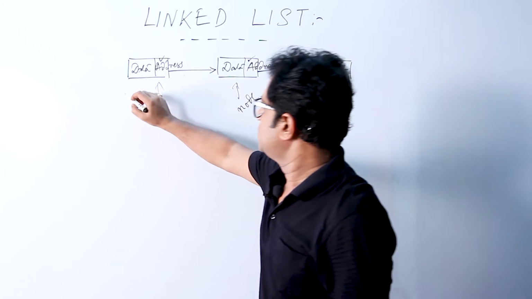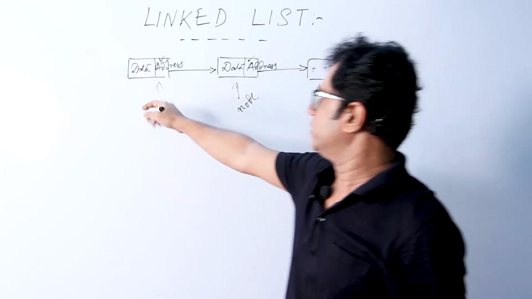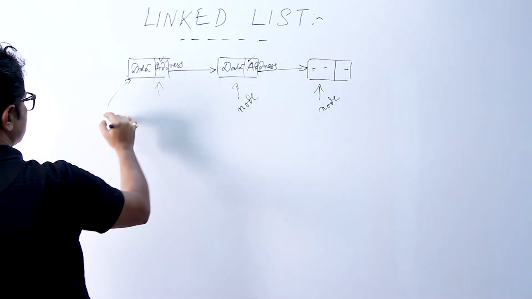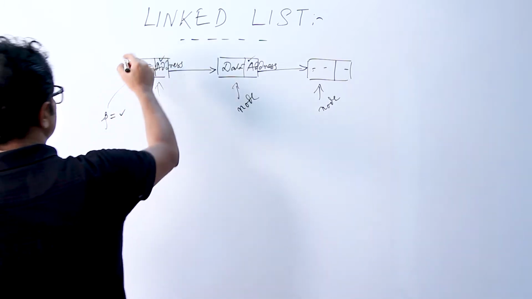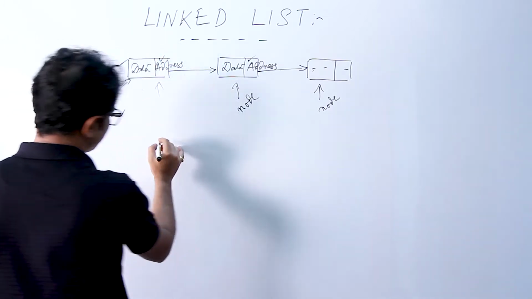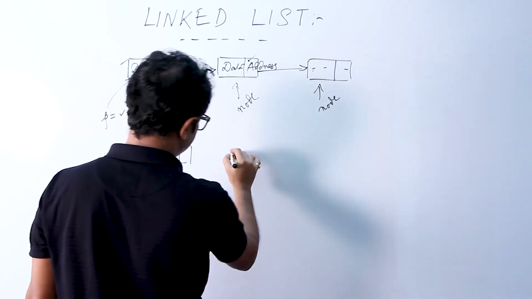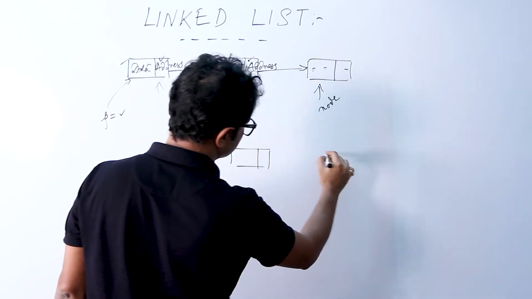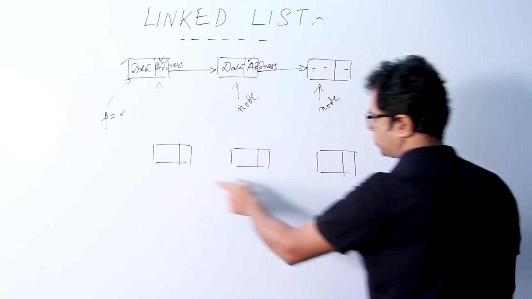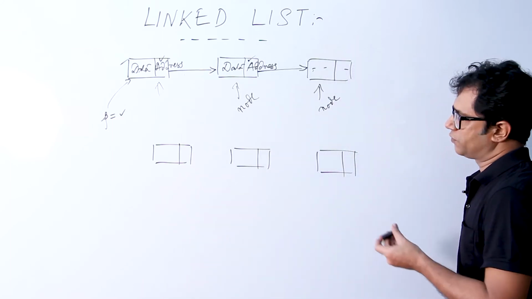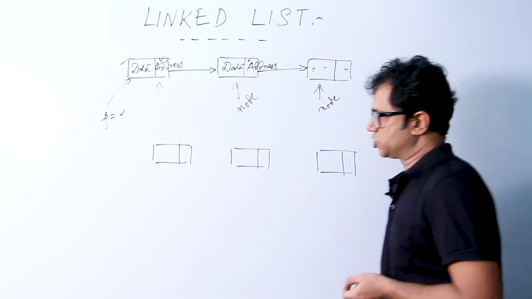What will happen to the first node's address? That will be stored by a list pointer, which we can take as P, and this will hold the address of the first node. Suppose I write an example to show you clearly. This is a node with two parts, this is a node with two parts, and this is a node with two parts. For the sake of simplicity, I am taking three nodes. I could have taken many more nodes, but three will suffice for the explanation.